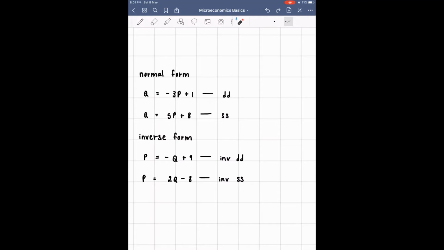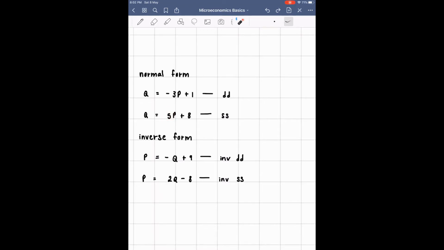If you are given two different functions and you need to figure out which one is the demand function and which is the supply function, just take note that the demand function will have a negative coefficient associated with the value of P, if we are looking at the normal form. But for the supply functions, we will have a positive coefficient associated with P.